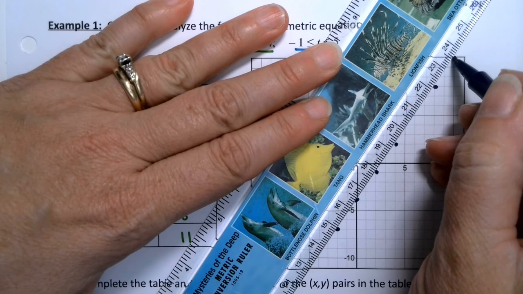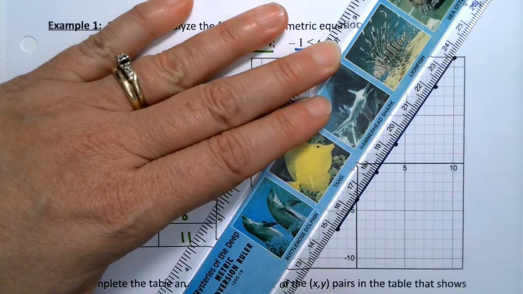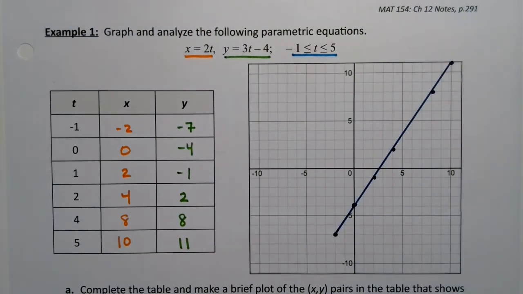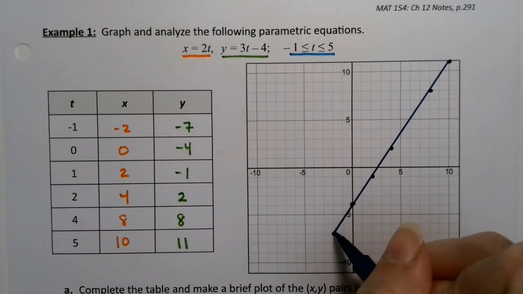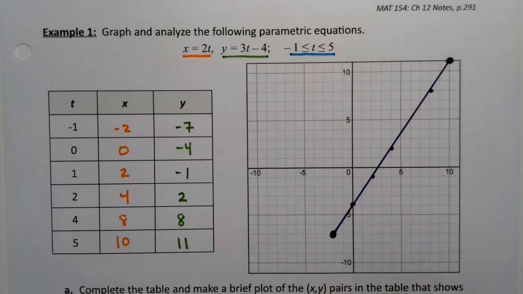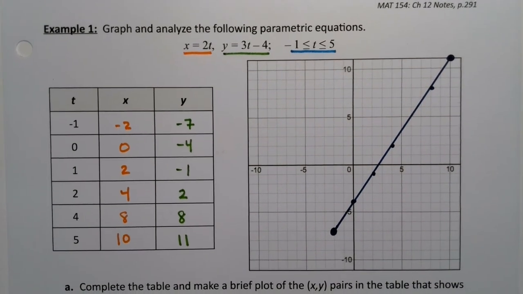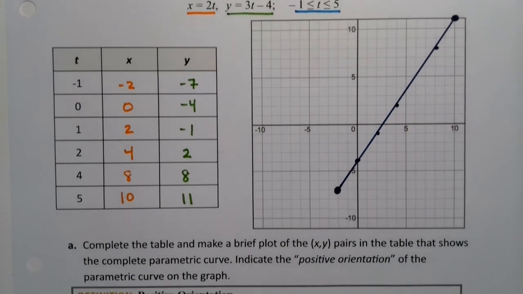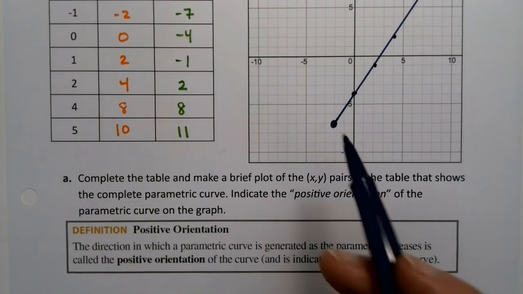Now you don't extend past. This isn't a line. We're restricted by this domain from -1 to 5, which means we really stop here and here. It's a line segment, not a line. It doesn't have arrows on it. Okay, so we've completed the graph.